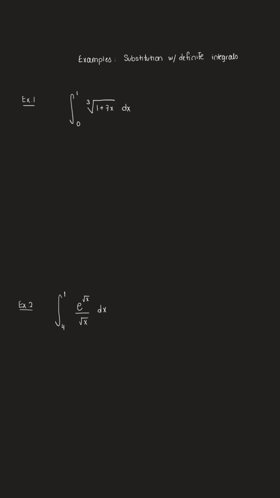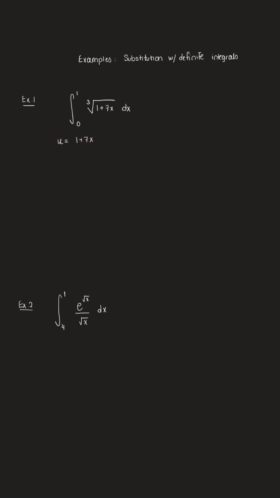Okay, we're going to do a couple of additional examples for substitution with definite integrals. So in this first example, you can see that we have a composition where 1 plus 7x is inside of the cube root. So that seems like an appropriate choice, so I'm going to let u be 1 plus 7x because that's the inside of the composition.